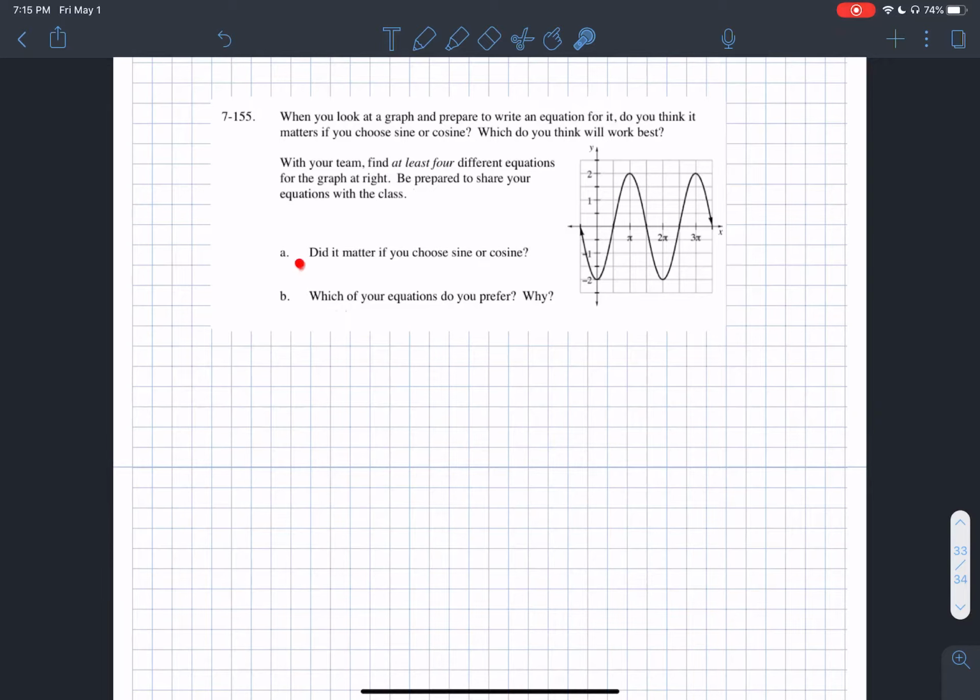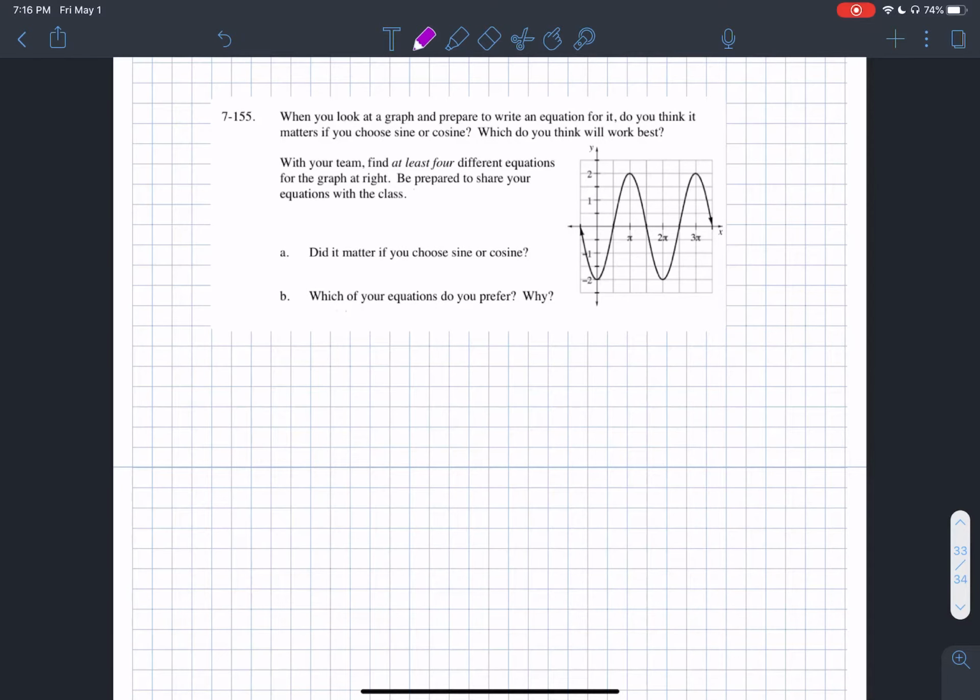So let's wait on answering those until we write at least, let's start with 1, and then we'll write 1 together, and then you will write the rest, the final 3, by yourself. So pause the video now and try to find one equation that you can write for this graph at the right.